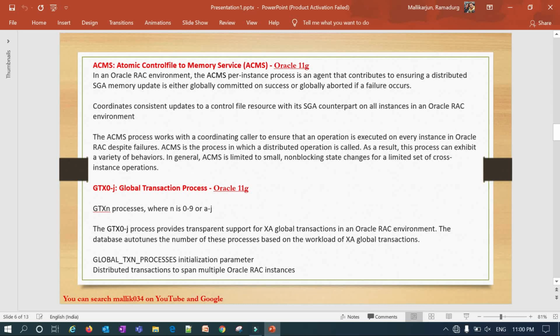The database auto-tunes the number of these processes based on the workload of XA global transactions. Everything is managed by this GTX. If it's a distributed transaction, it will manage on which instances I can span my threads, and how much load I can spread across all these nodes. Everything will be controlled by my GTX. The initialization parameter is global_txn_processes. You can set this parameter for these background processes. By default it is 0.